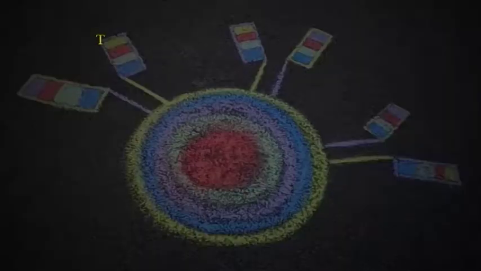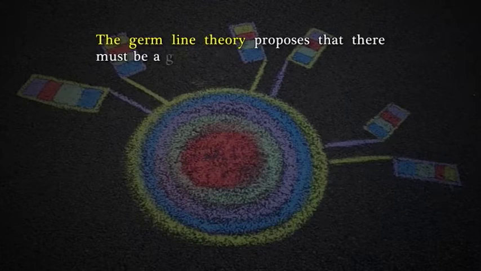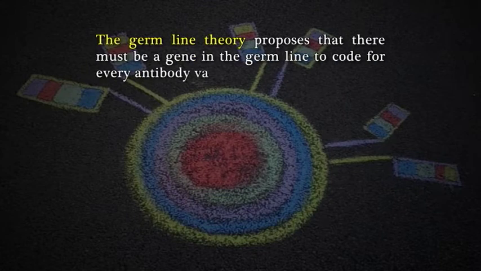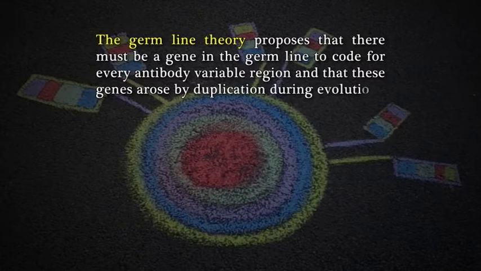Over the years, many theories have been proposed to explain the range of epitopes recognized by antibodies. Two particular theories received the most attention and have been given greatest credence. The germline theory proposes that there must be a gene in the germline to code for every antibody variable region, and that these genes arose by duplication during evolution.